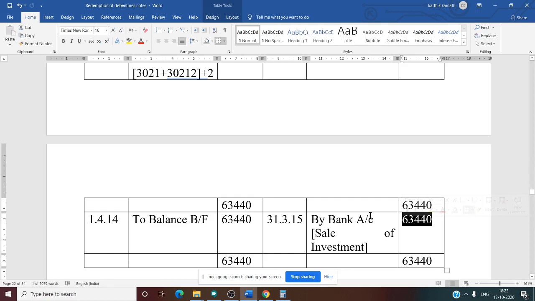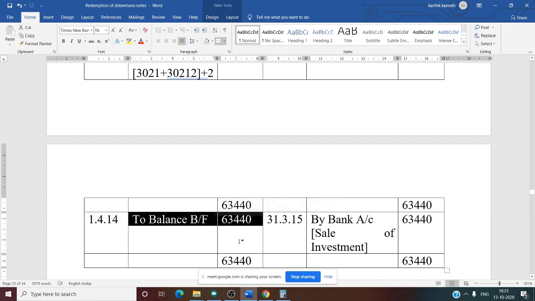So sale of investment at par value. Investments are sold at par value, since here there is no profit, no loss. That means here there is no transfer entry. We are not going to write any entry in the debenture redemption fund account. Now we closed the debenture redemption fund investment account, 63,440. Now we left that account last year, the debenture redemption fund account. Here no transfer entry because there is no profit, no loss.